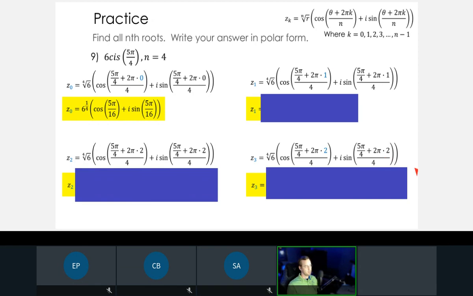It starts at 0. Yep. So remember, k always starts at 0, and you stop at n minus 1.